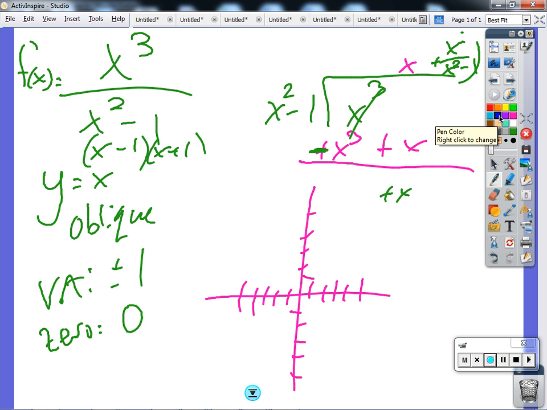Notice first off our oblique is y equals x. We graph y equals x. We start at 0. Up 1 over 1, up 1 over 1, up 1 over 1. y equals x. That is not a horizontal line, that is an oblique line, or diagonal line.